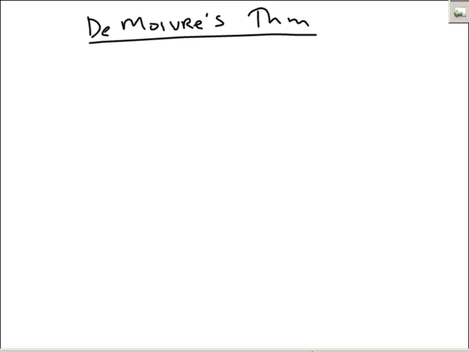The next section we're going to cover in our trigonometry video is called DeMoivre's Theorem. Okay, so we're going to talk about how we can express this complex number a plus bi using trigonometry.